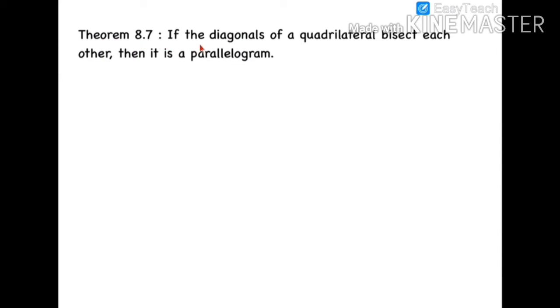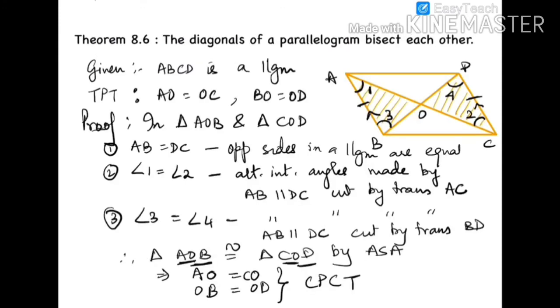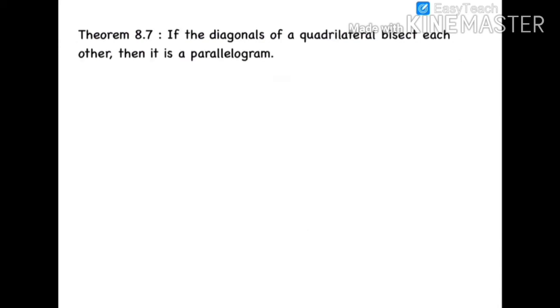Theorem 8.7. If the diagonals of a quadrilateral bisect each other, then it is a parallelogram. This is exactly converse of theorem 8.6. Here we had a parallelogram and we had to prove that its diagonals bisect each other. In theorem 8.7, we have a quadrilateral in which the diagonals bisect each other and we have to show that it is a parallelogram.